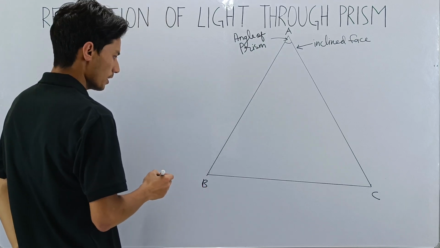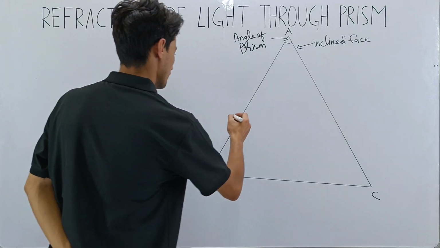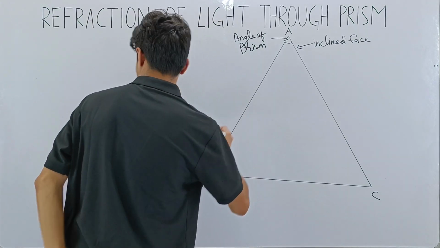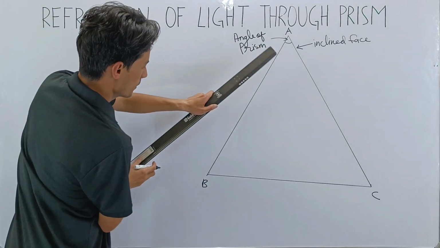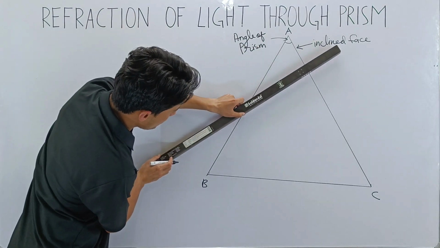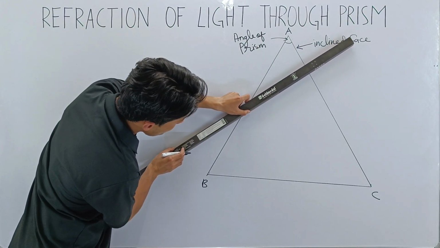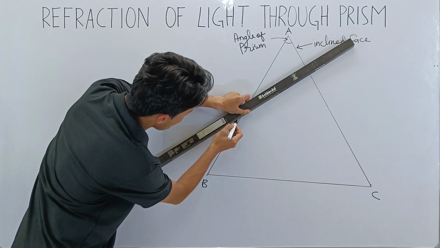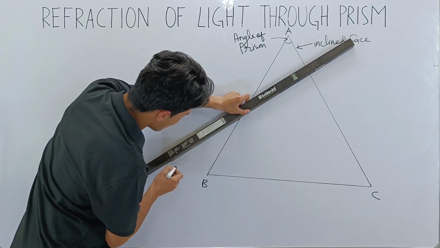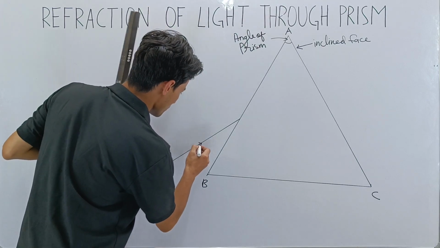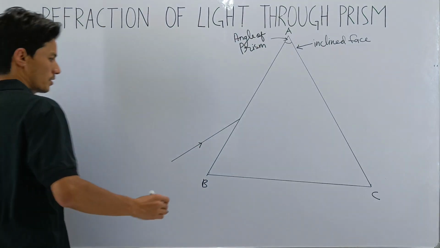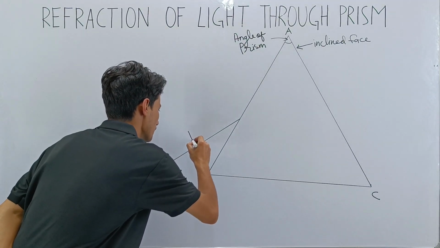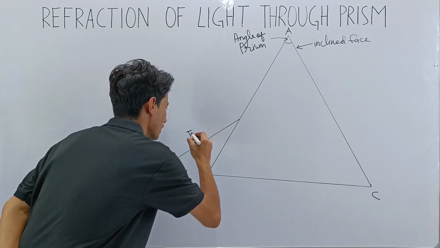So we need to draw an incident ray. Let us bring one incident ray. Let me use my scale here. Let me show you the picture. I think this will be all right. So this is the incident ray. This is IR, incident ray.